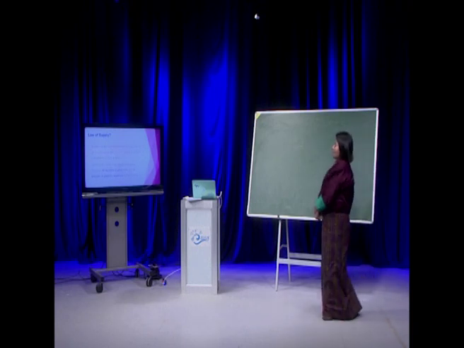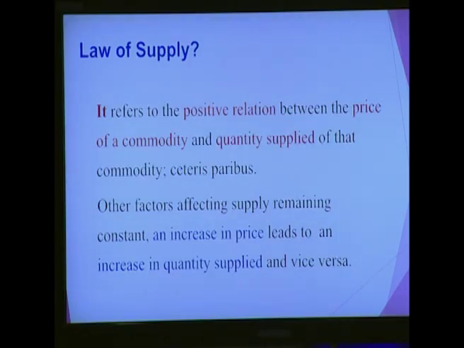Now, the next one is the law of supply. We talked about supply. We talked about determinants of supply. We have to look at the law of supply. The law of supply is the relationship between price and the commodity supplied, with ceteris paribus, which means with other things remaining the same, because when we talk about supply, price is not the only factor. There are many other factors.